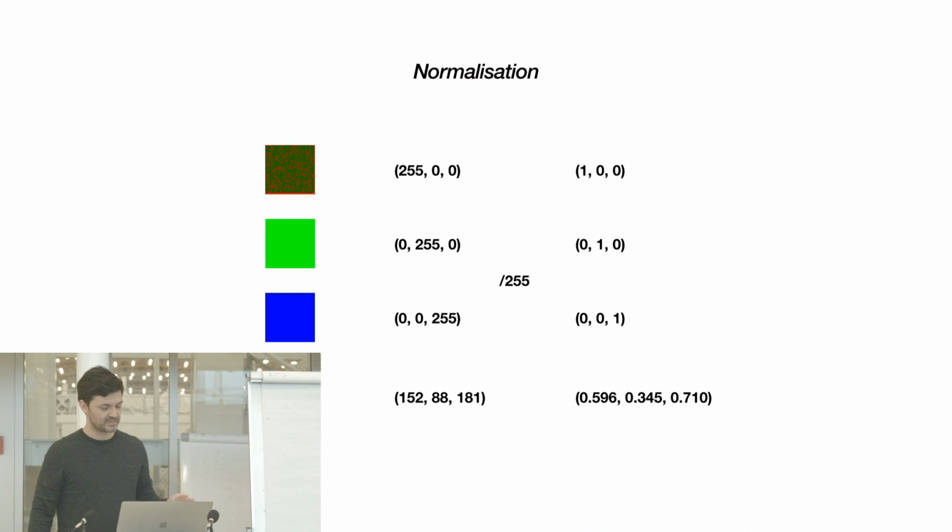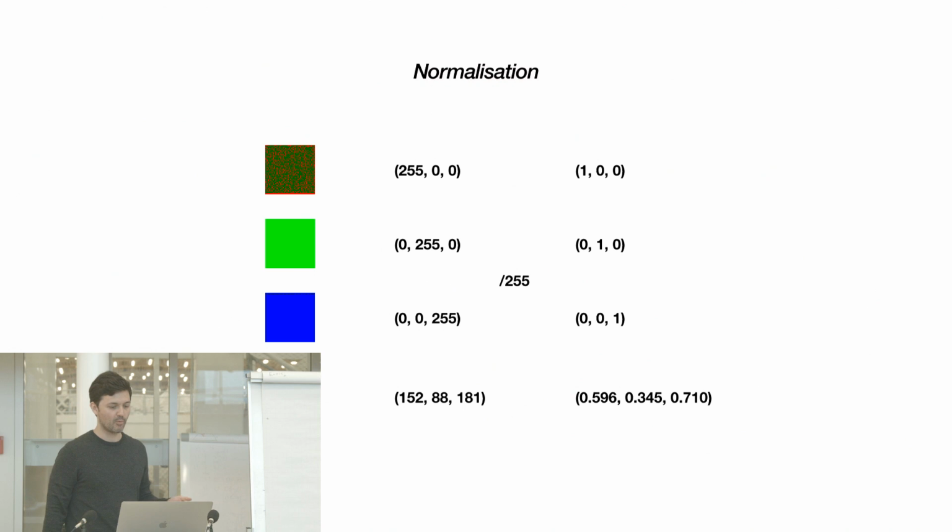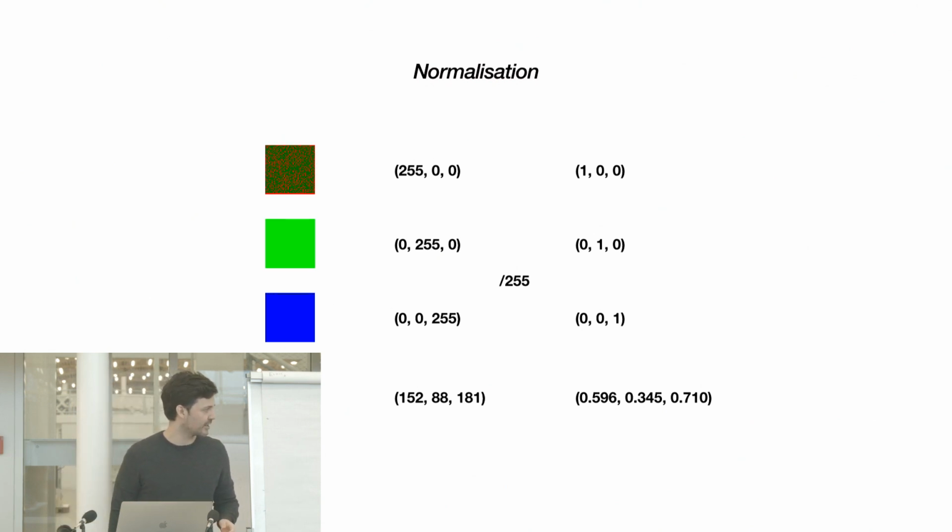And how do you do this? It's very easy. You just see what's the maximum value. In this case, this is 255. And then divide each of the components by 255, by this maximum value. And then you get red is now 1.0, green is now 0.1, blue is 0.1. And this random color is, you see, three decimal numbers, yeah? Three numbers with decimal values.